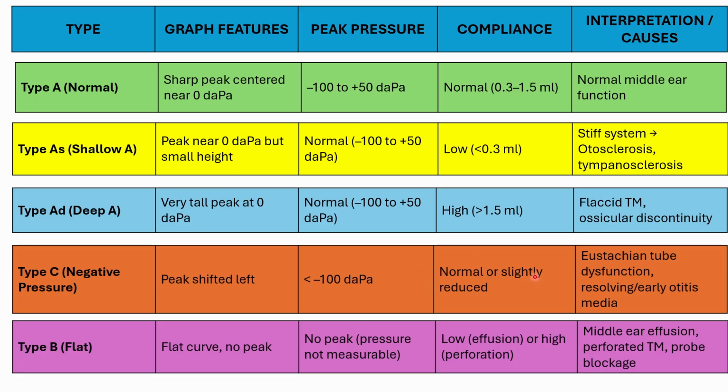But the peak will be either normal or slightly reduced, showing eustachian tube dysfunction or an early resolving form of acute otitis media. Type B will be the flat curve with no peak and no pressure, but compliance will be low. ECV will be, as I mentioned, normal in OME when fluid is there, and high when it is perforation.